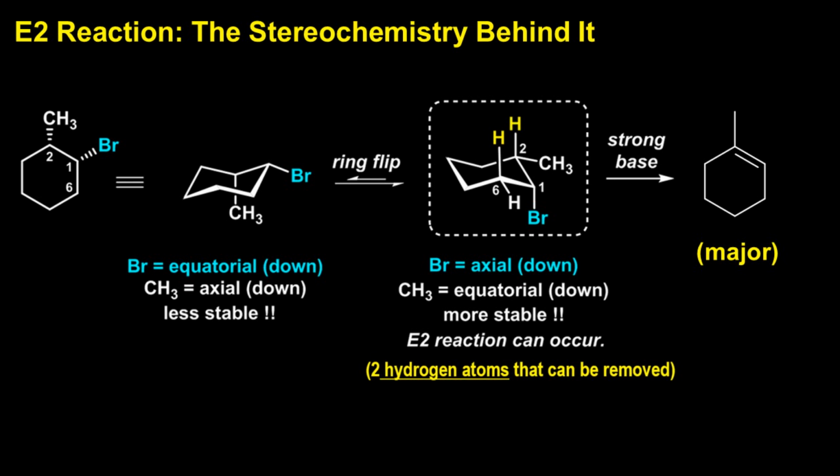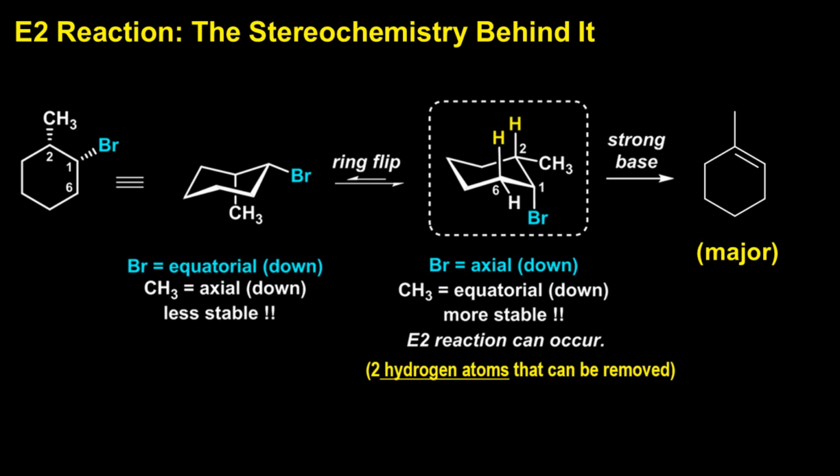In this case, after the ring flip, the leaving group becomes axial, and now there are two axial beta hydrogens available. That means elimination can happen at either position, and that could give a mix of alkene products, but usually one of them is favored. According to Zaitsev's rule, the more substituted alkene tends to be the major product.